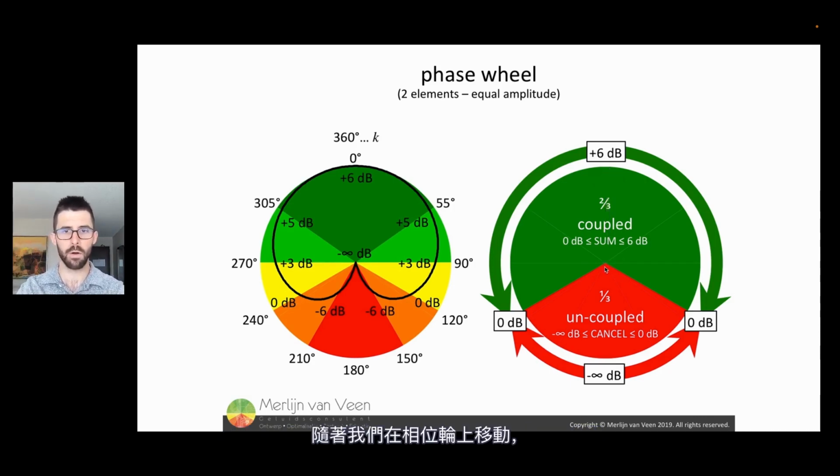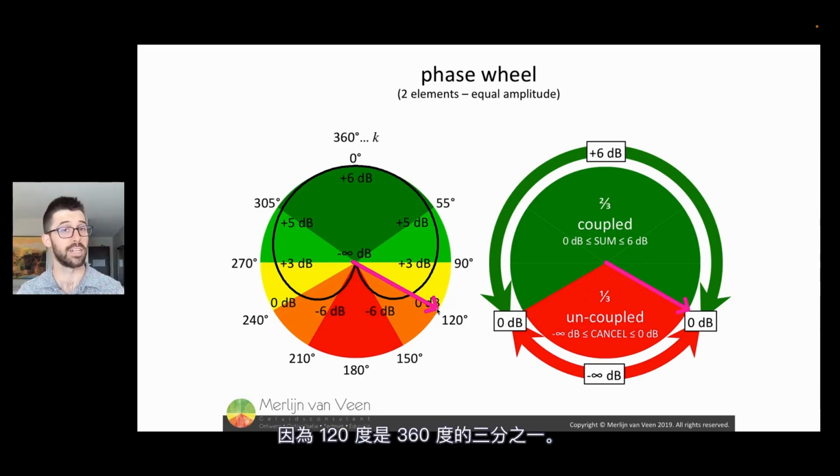As we move around the phase wheel, we get further and further offset, and now we meet kind of the stalemate point of 0 dB. So let's actually draw it around to the right. Right here is 0 dB, and this corresponds with a 120 degree offset. So we can move a third of the way, because 120 degrees is a third of 360, through the phase cycle, and now we are at our stalemate.